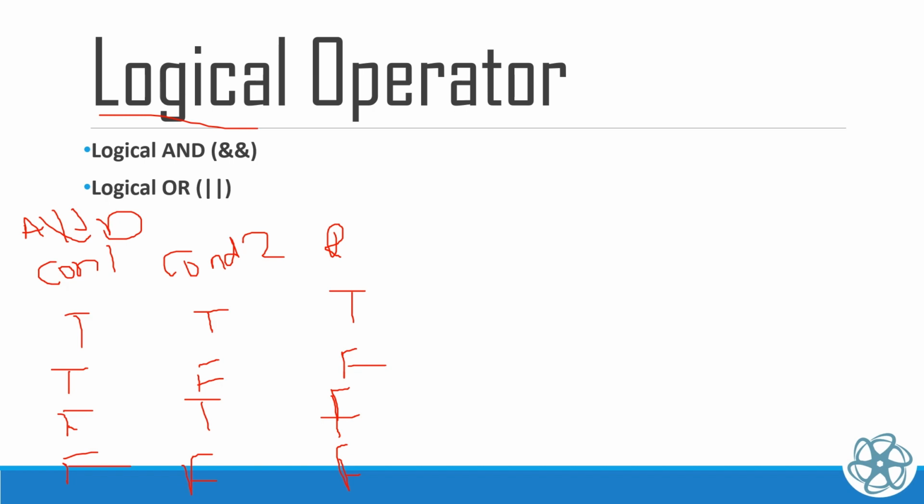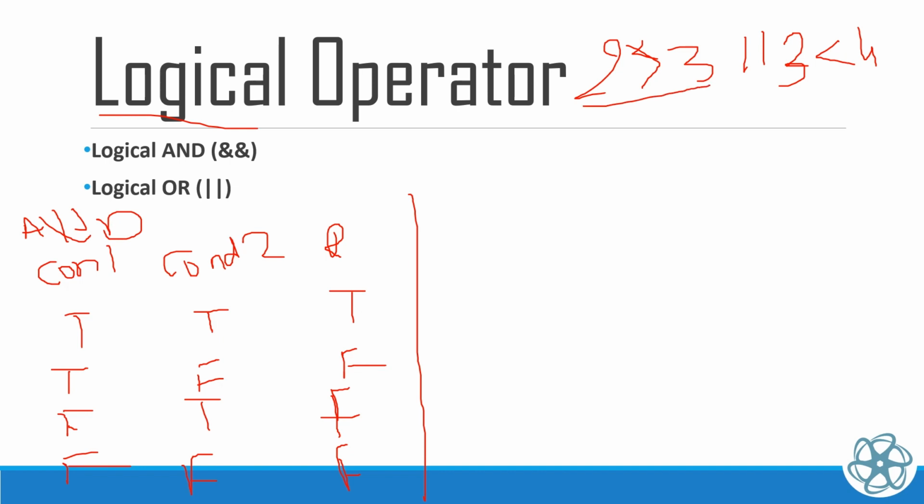Okay, let's move to the logical or operator. It is the same as this, just we use, if 2 is greater than 3 or 3 is less than 4, what does it do? It checks the first condition, which is false, but it again checks the second condition and sees that 3 is less than 4. Yes, it is true. Okay, logical or: if either one is true, then it returns the value as true.